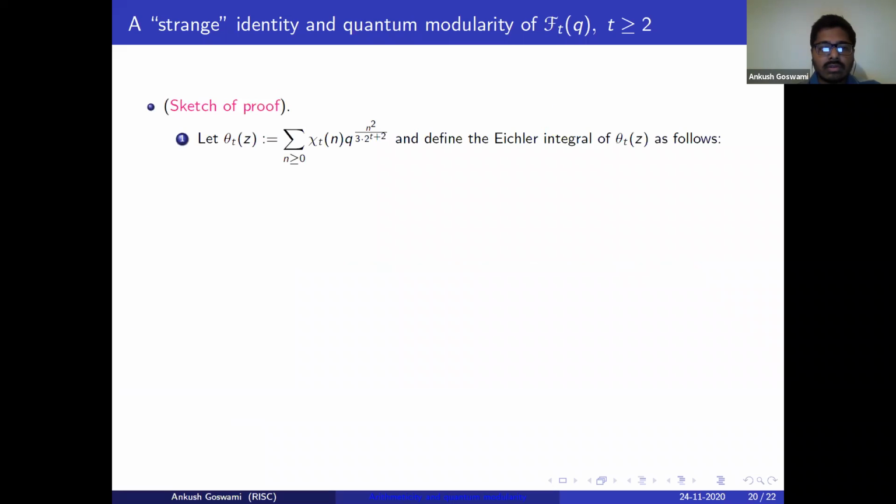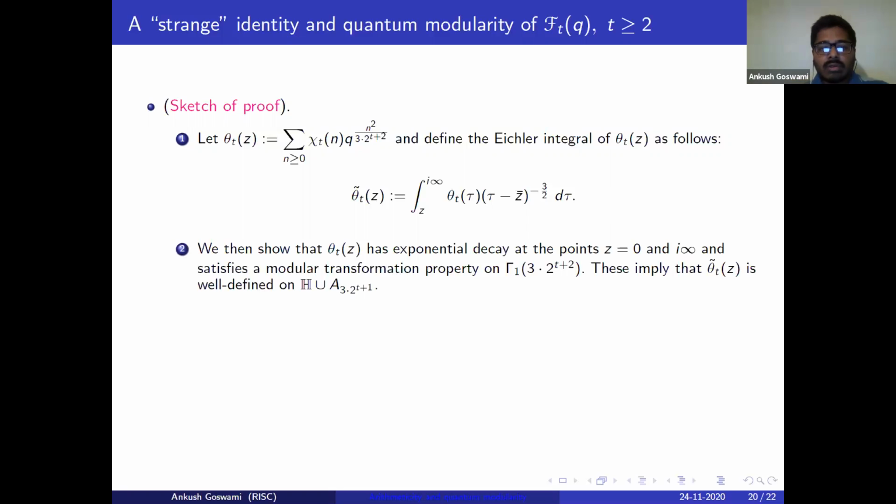Okay, so what we have to first do is consider this partial theta series, which I denote by θ_t(z). And then you have to define the Eichler integral of θ_t(z) as follows. So we denote it by θ̃_t(z), which is the integral going from z to i infinity of θ_t(τ) times (τ − z̄)^(−3/2) dτ.